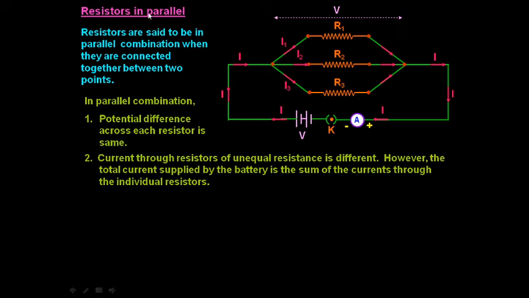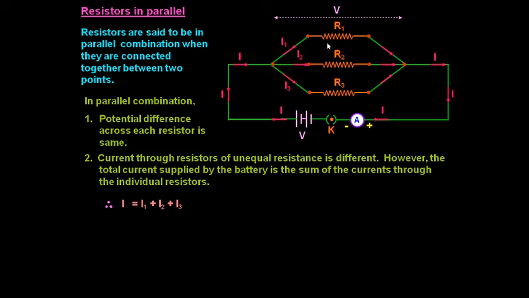So in parallel combination, the potential difference across the three resistors remains the same, but the current will be divided unequally according to the resistance value. So here, how do we calculate the total resistance? Now here the current divides, so we can start from I is equal to I1 plus I2 plus I3.